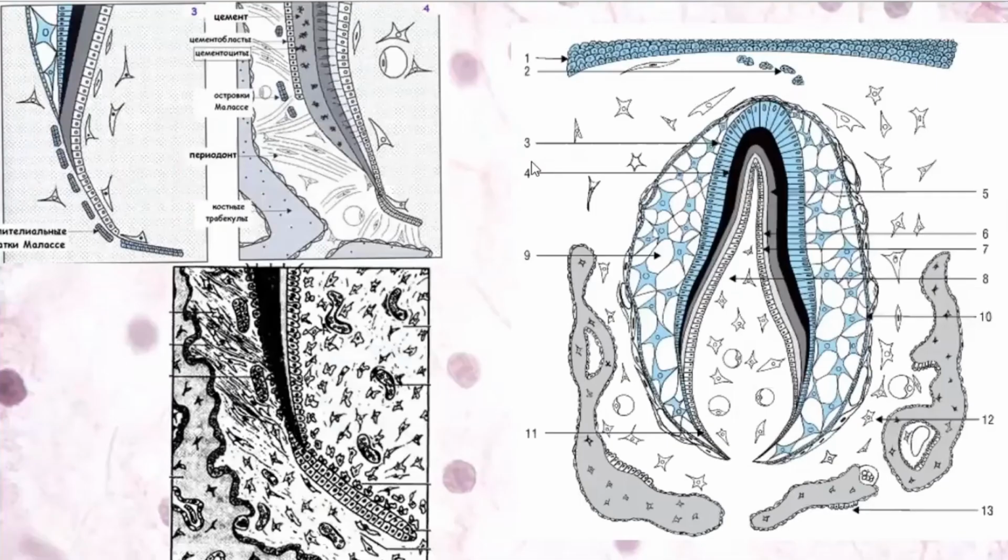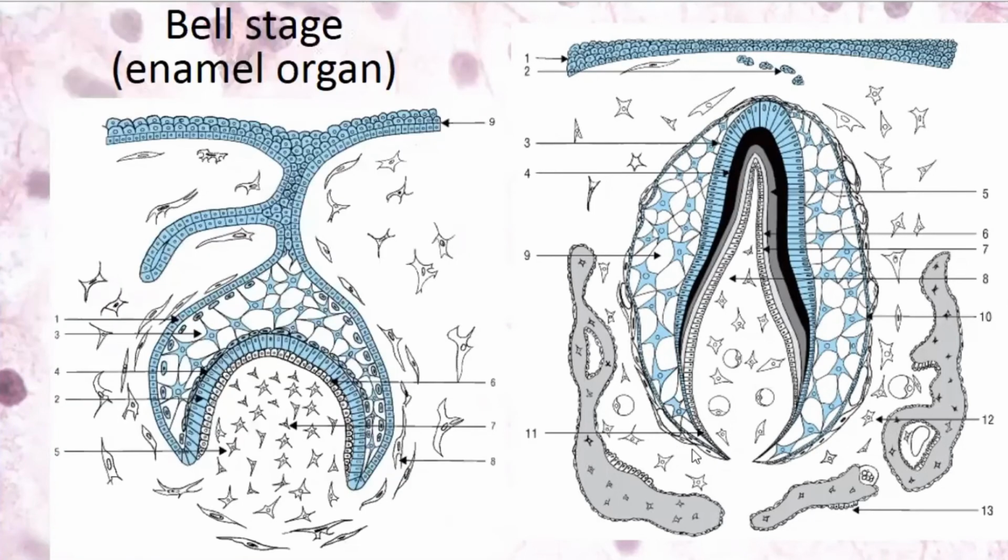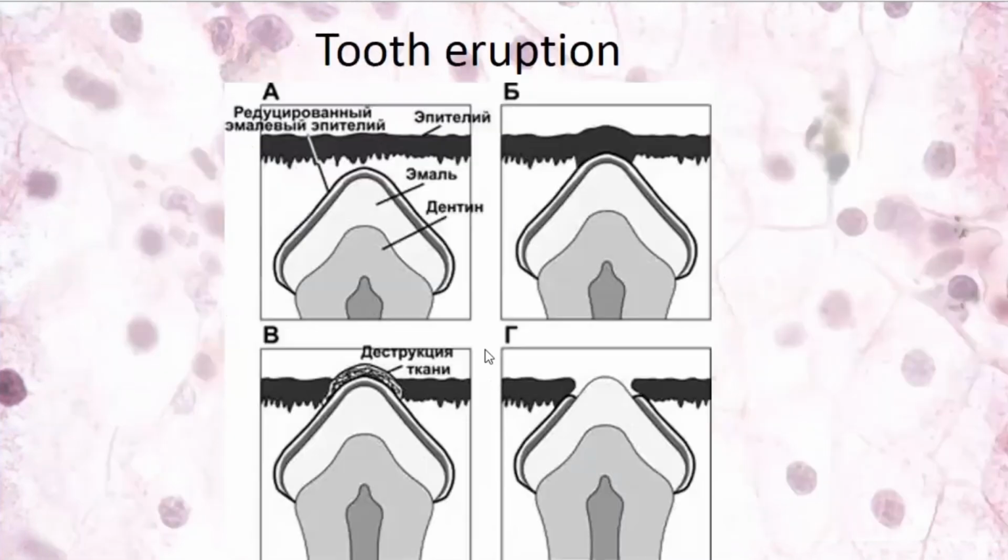And here we can see the region of root formation in teeth, and it's this region where the inner enamel epithelium transits into the outer enamel epithelium, and here cells of the dental sac are involved in the formation of cementum. And here we can see the main stages of the formation of the tooth.